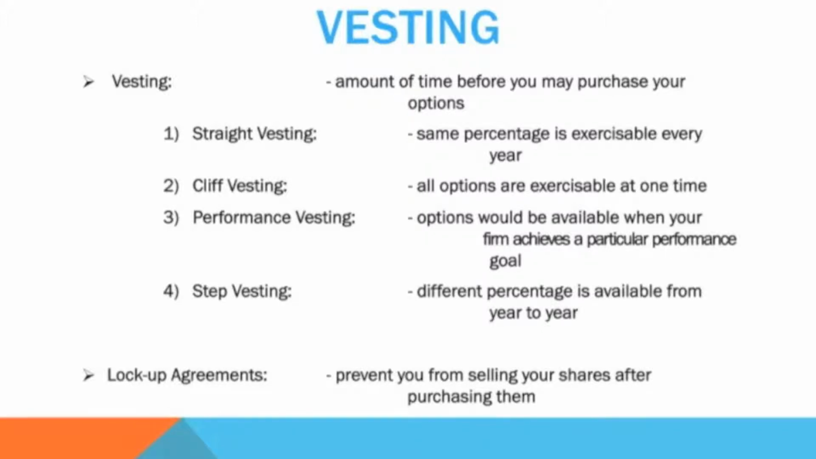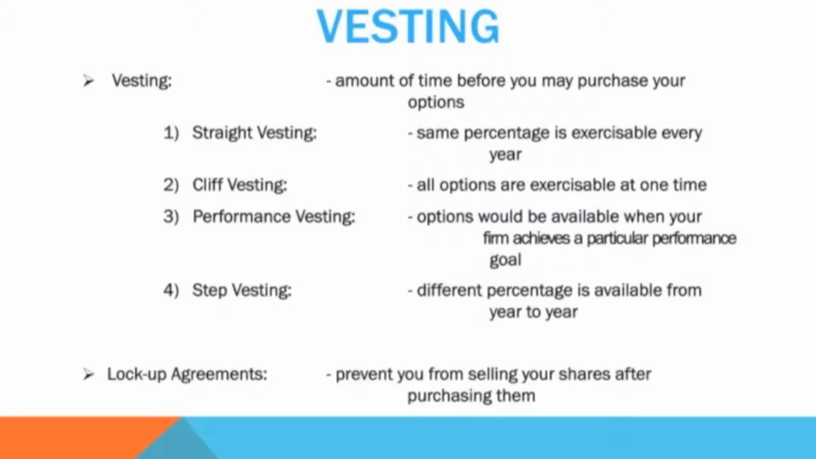Another type of vesting is called cliff vesting, in which all of your options become exercisable at one time or at one date. A third type of vesting is called performance vesting, which means that your options would vest in the year that your company achieves a particular goal, such as a certain level of revenue, higher share price, or a certain amount of sales. The last type of vesting is called step vesting, where the percent of options each year varies from year to year. There are also things called lockup agreements that prevent you from selling your shares until a specified time once you've purchased them.